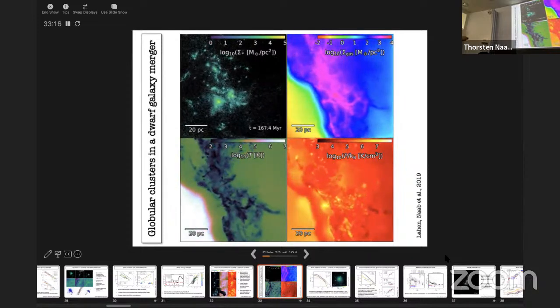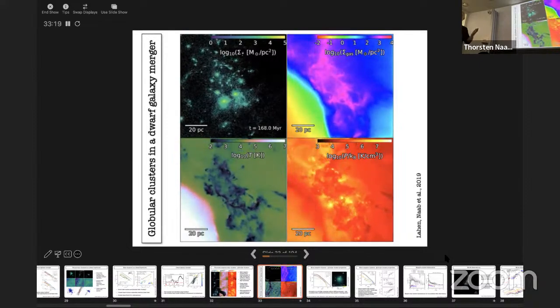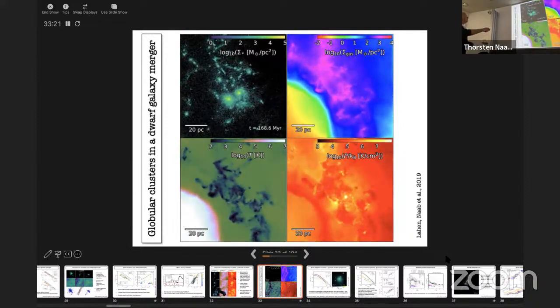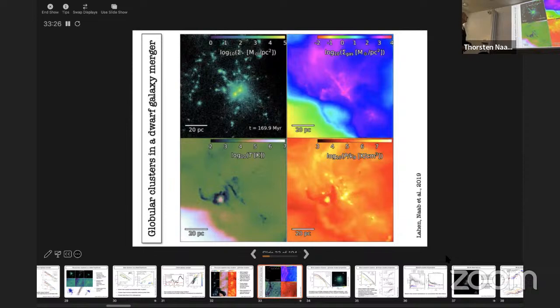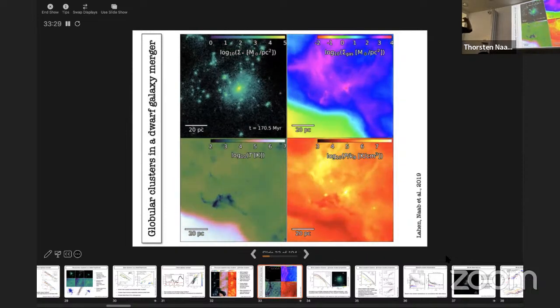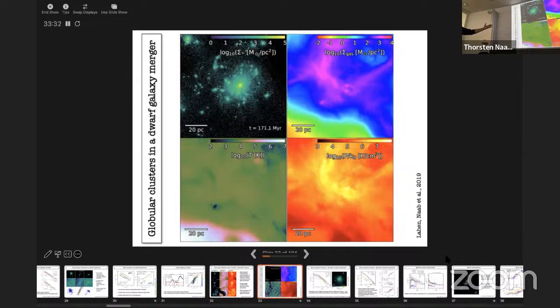So you see the rapid hierarchical assembly of a very massive star cluster. We have two progenitors here. These merge. And by this time, basically, supernovae kick in, and all of the cold gas is gone, and the formation of this cluster is over. This is 10, 15 million years in total. This cluster has a mass of 10^6 solar masses.